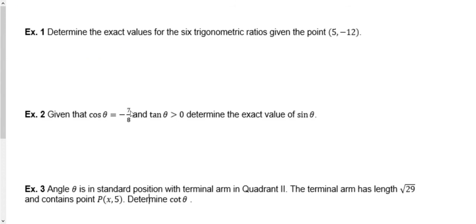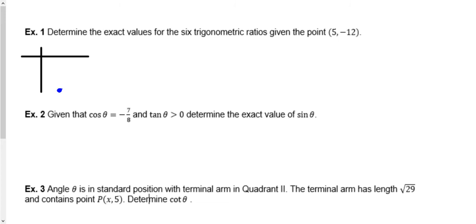Getting right into our examples, the first thing we want to look at is: determine the exact value of the 6 trig ratios given this coordinate here. Well, what I would do is I would sketch out a rough draft of what this picture might look like on your grid. So if you had 5, negative 12, I'm just drawing my grid something like this, 5, negative 12 is going to look like this dot here. So if I'm 5 there, about negative 12 is going to be right down there.